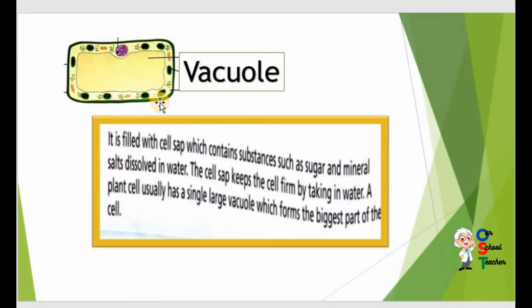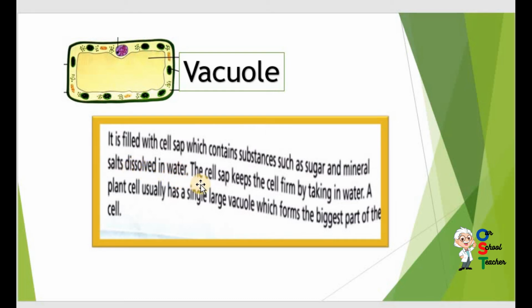And the last one is the vacuole. Vacuole means vacant. This vacant space is known as a vacuole, but it is filled with cell sap, which contains substances such as sugar, minerals, and salt dissolved in water. Actually, the vacuole stores extra food in the form of cell sap, and it contains a lot of space just because of its big size. It is filled with cell sap, which contains substances such as sugar and mineral salt dissolved in water.